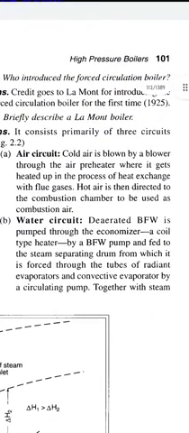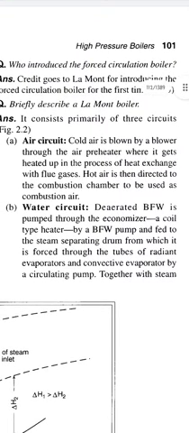Air circuit. Cold air is blown by a blower through the air preheater, where it gets heated up in the process of heat exchange with flue gases. Hot air is then directed to the combustion chamber to be used as combustion air.